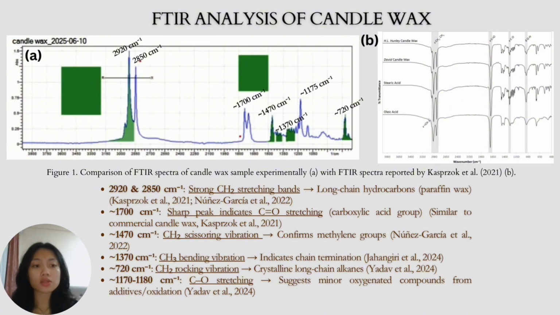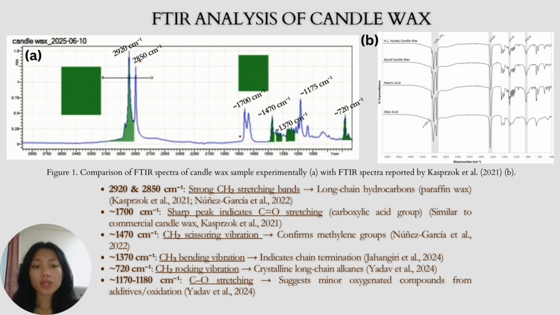So this result is consistent with the findings reported by Kasprzak et al. 2021, which I show in figure 1b, and Nunes Garcia et al. 2022. And then a sharp peak around 1700 cm⁻¹ indicates C=O stretching, specifically from carboxylic acid groups. So this peak was also observed in commercial candle wax by Kasprzak et al., suggesting some oxidized components may be present.